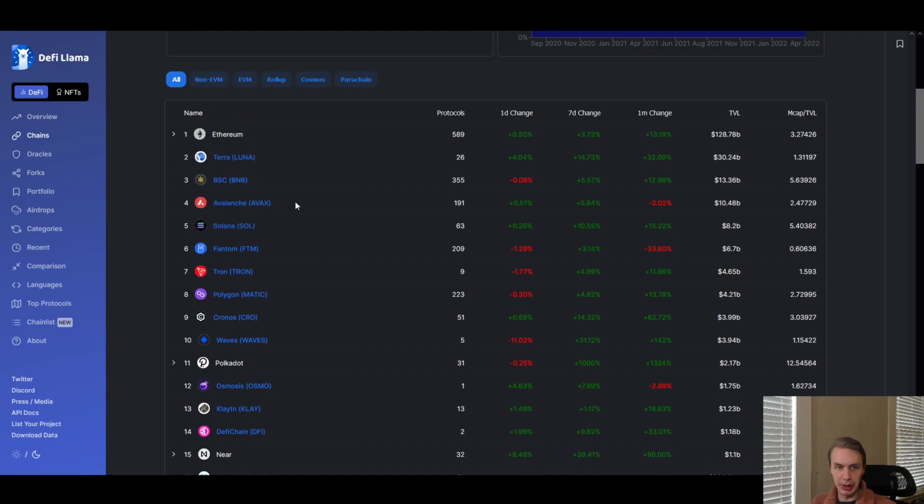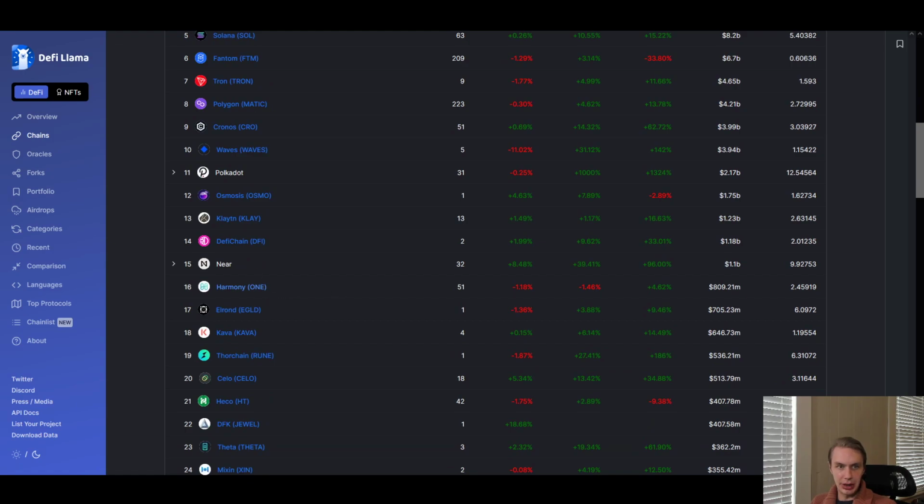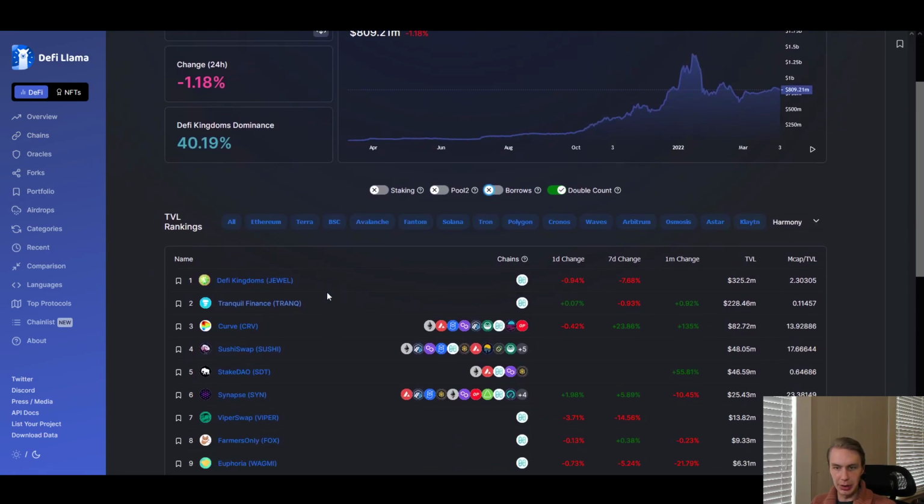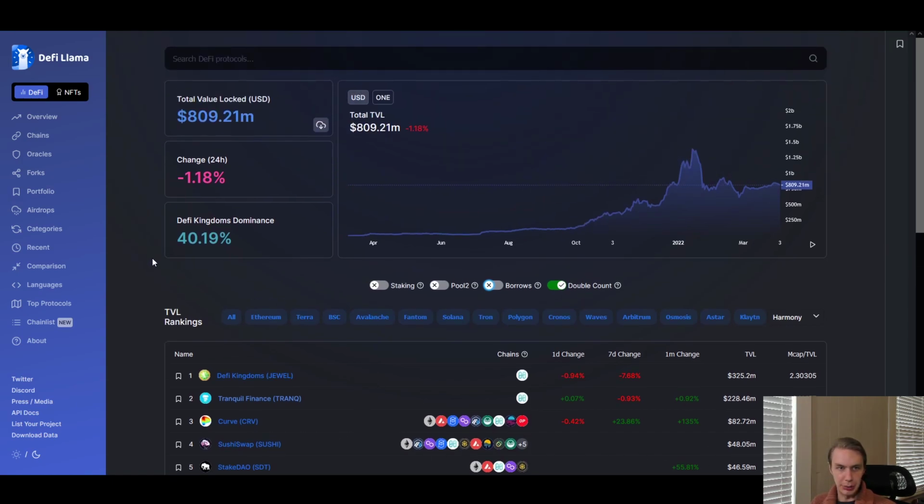It's not up at Avalanche, which is at 10 billion, or even Phantom at 6.7 billion, or Solana at 8.2, other layer 1 blockchains. And when we look at Harmony, where a lot of that money is, a lot of it is in DeFi Kingdoms. Not surprising. This has probably been the flagship DeFi platform on Harmony for quite a while. Tranquil Finance also has quite a bit. This is a borrowing and lending type of protocol. And then some of these other expected ones that are across a bunch of different chains have a decent amount locked as well.